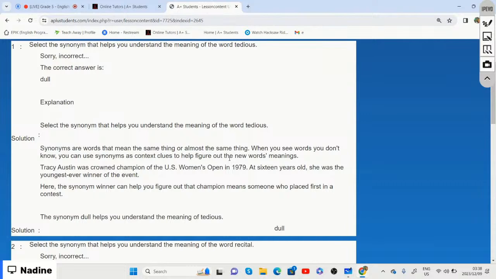For example, Tracy Austin was crowned champion of the US Women's Open in 1979. And at 16 years old, she was the youngest ever winner of the event.